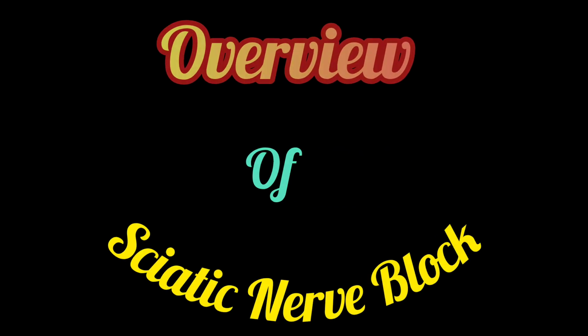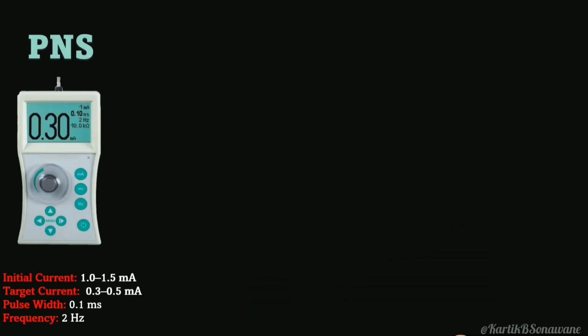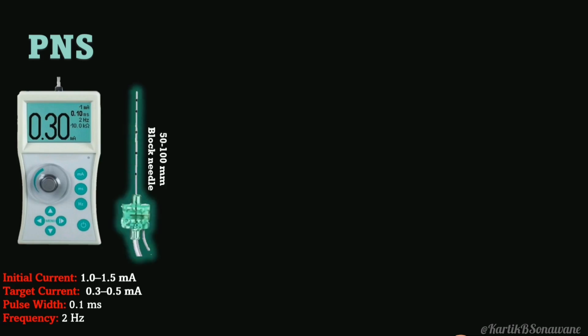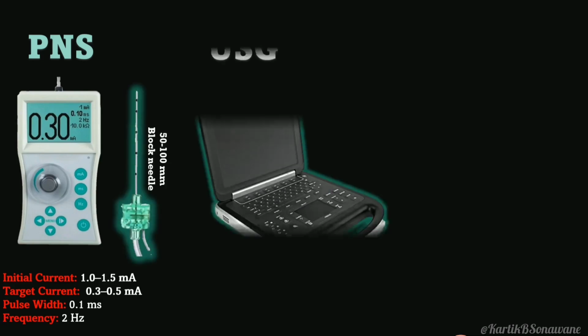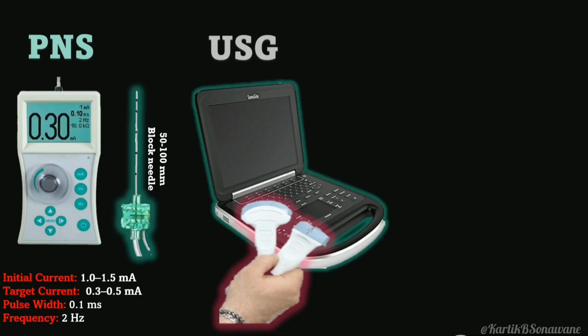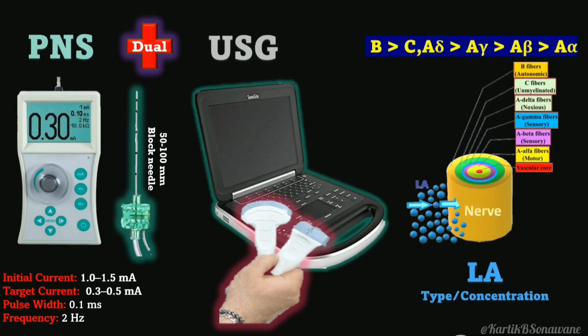Sciatic nerve block can be performed using peripheral nerve stimulator guidance with appropriate block needle length based on the depth of the nerve. Ultrasound guidance using either linear or curvilinear probe, again depending on the depth and location. In deep and difficult approaches, dual technique is preferred, especially when visualization or stimulation is suboptimal, to improve accuracy and safety. The choice and the concentration of local anesthetic depend on the purpose of the block.